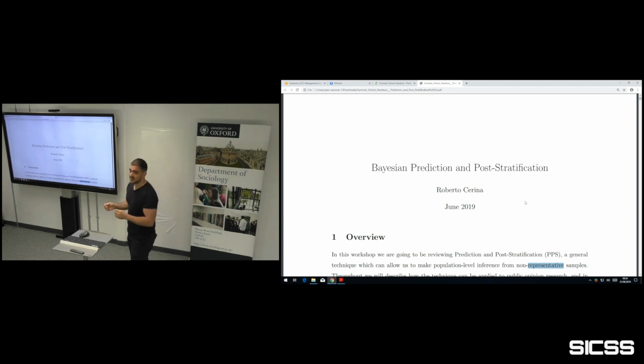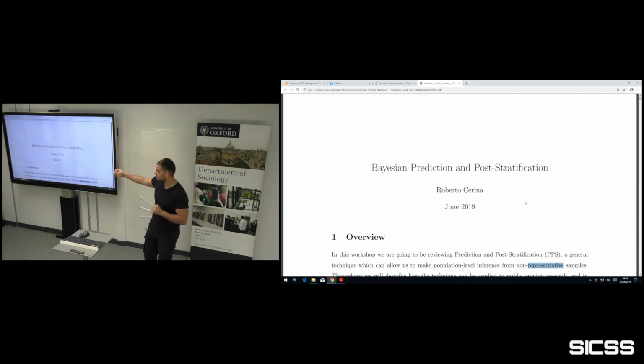Something else that this technique does is it allows you to make inference at the national level for non-representative samples. And even at the area level, but as we will see, there are a few caveats there if you start trying to use it for the latter.